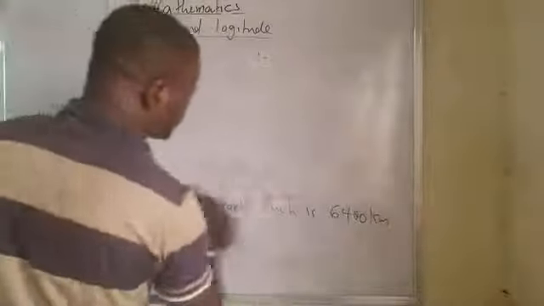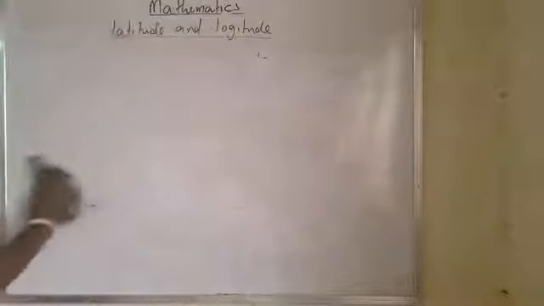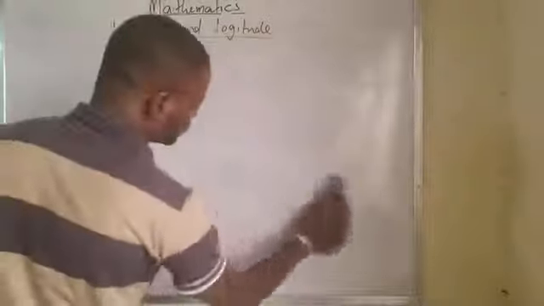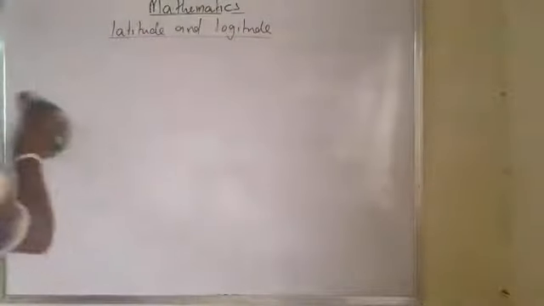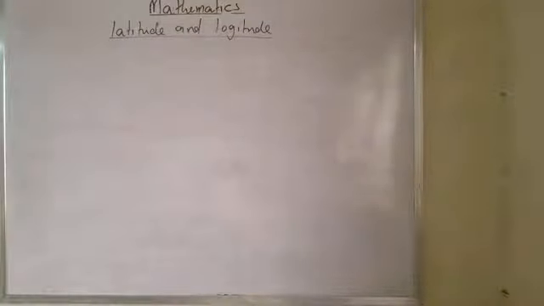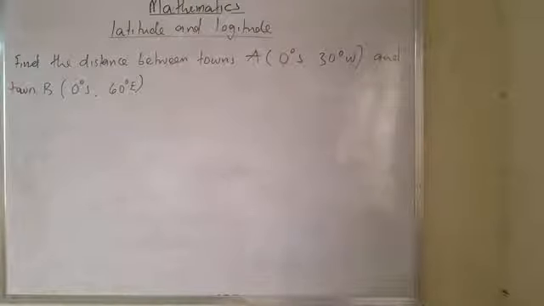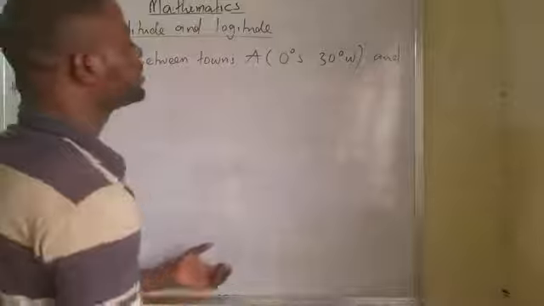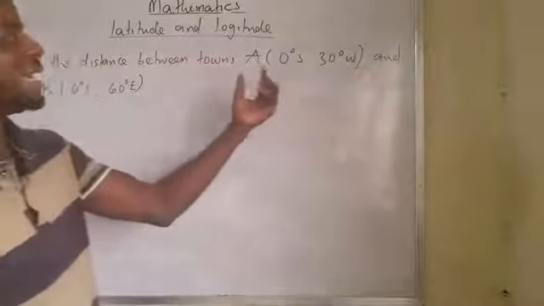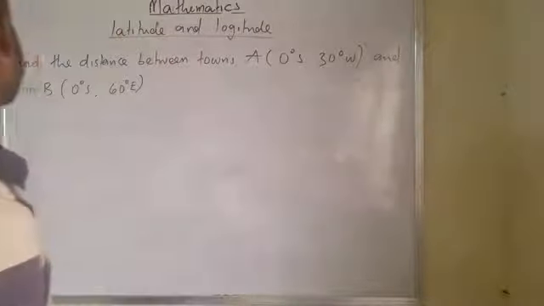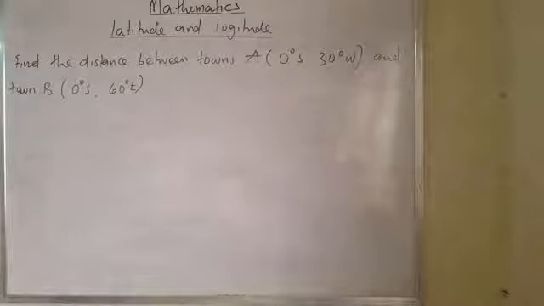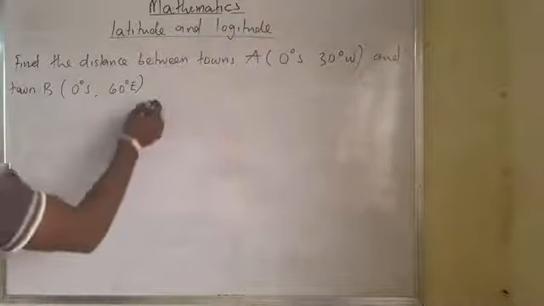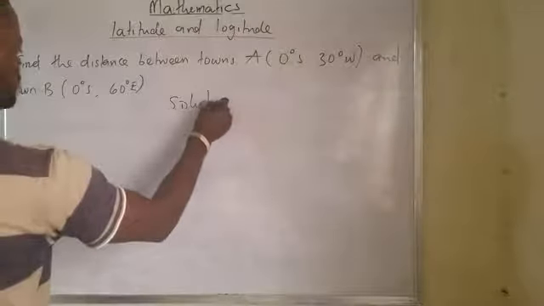Example, for better understanding. Now, look at this question. Find the distance between town A, 0 degree south and 30 degree west, and town B, 0 degree south and 60 degree east. Solution to this problem.